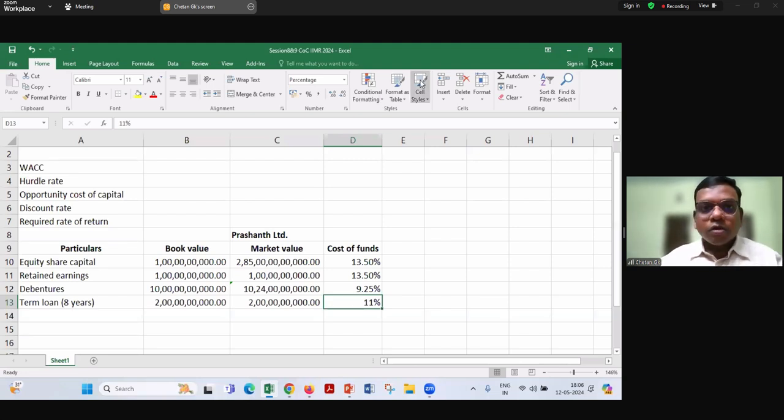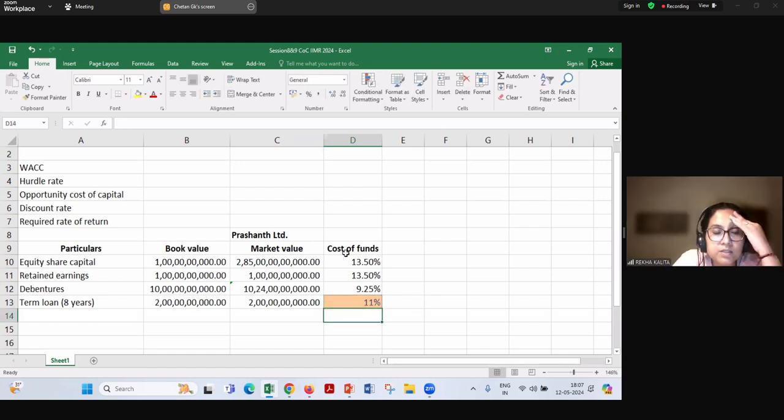One thing we can also do is go to State Bank of India's website and check what is the rate of interest for a term loan of more than 5 years, or 8 years. That is one way of looking at it. I'm just taking 11% because I want to save some time. That's all. So can you please tell me about the debenture rate of 9.25?